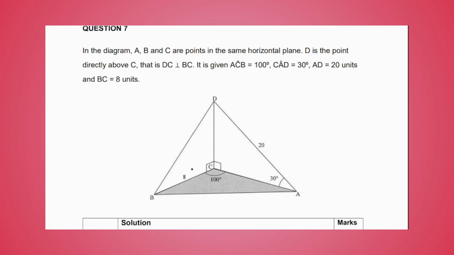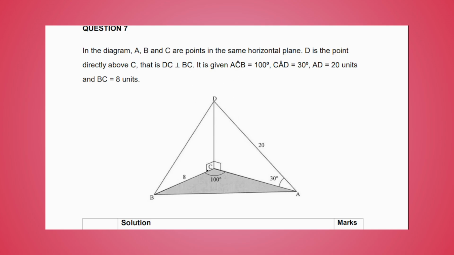Question 7 for June paper 2 was our 2D, 3D, or trig triangles, or whatever you want to call a trig question. In this case, it was a three-dimensional question where they're telling you A, B, and C is on the horizontal plane, meaning that's on the ground. D is directly above C, so that you have perpendicular there.